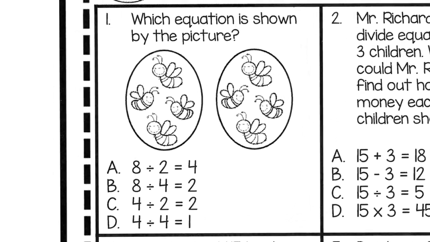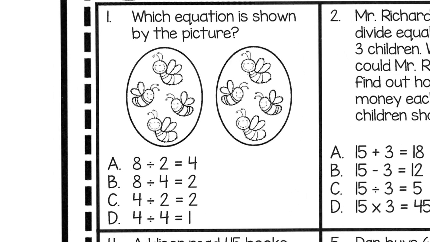Now, remember, when we're dividing, we are splitting a large group into smaller groups, but they're equal, okay? So it says, which equation is shown by the picture? So I've got a picture. It looks like I have one group of 4 B's, and then I have another group of 4 B's.